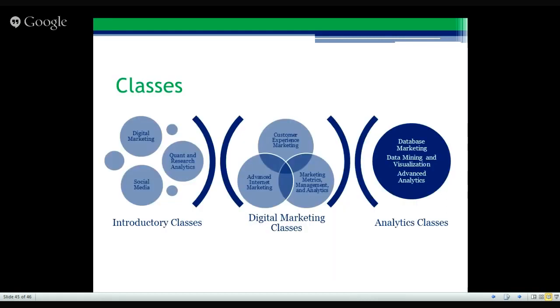So our classes are broken up into three, again, components. Everything's in threes. We have the introductory classes. These are, for instance, digital marketing, quantitative research and analytics, and then social media. And then we have the digital marketing focus classes, customer experience marketing, advanced internet marketing, and marketing metrics management and analytics. And then we have analytics classes, and these are database marketing, data mining and visualization, and advanced analytics. So all of these classes come together, and at the end of the day, you are really specialized in digital marketing and analytics.